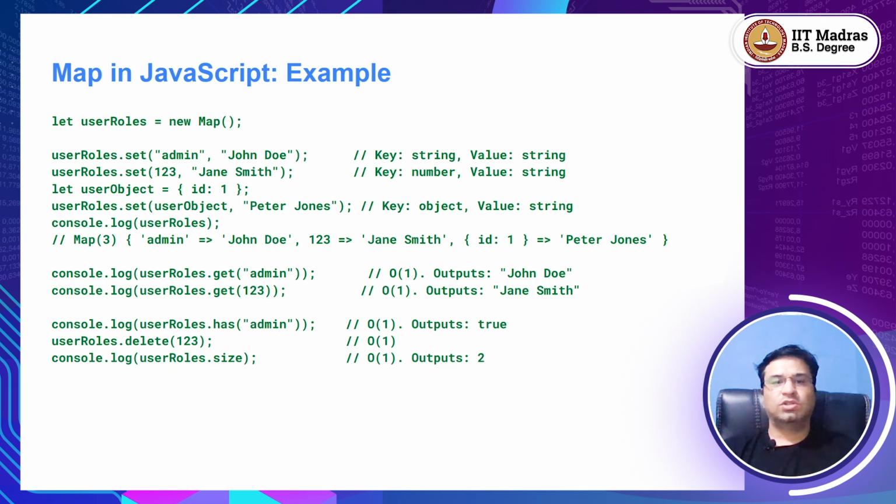Here userRoles.has('admin') checks if the key admin exists in the Map. userRoles.delete(123) removes the key-value pair associated with the key 123. And userRoles.size returns the number of key-value pairs currently in the Map. Maps are ideal for when you need to store key-value pairs where keys can be complex data types or when the order of insertion is important.